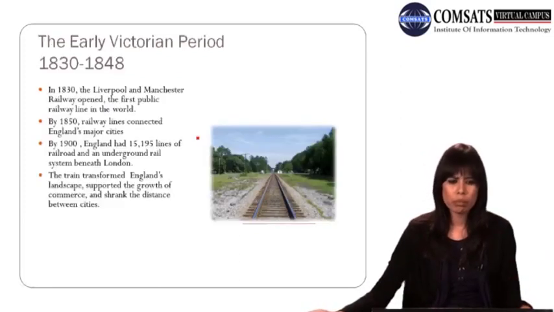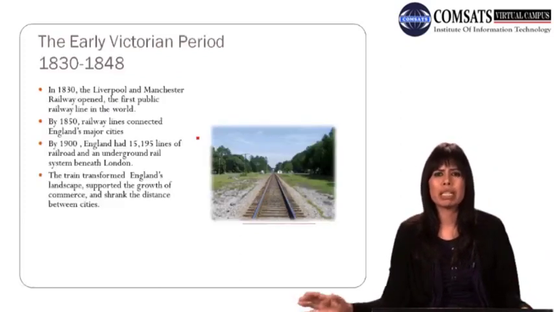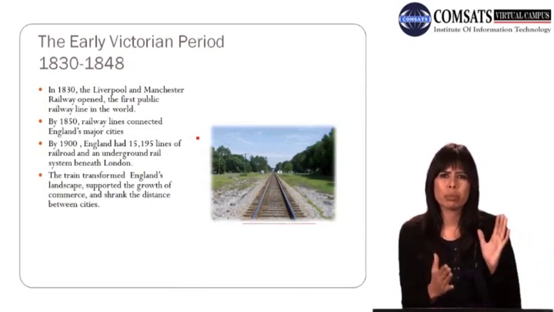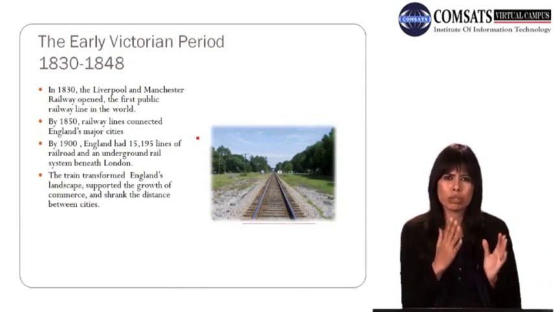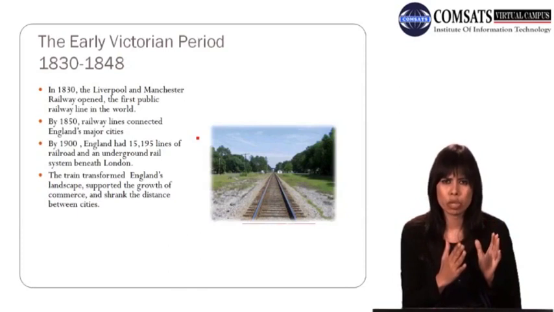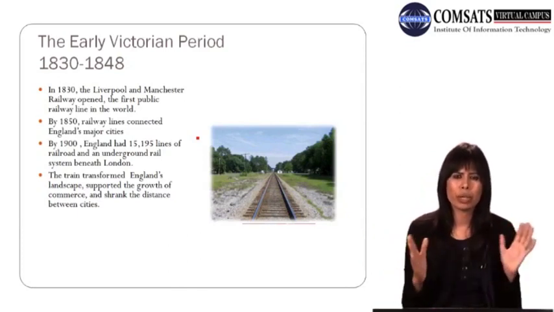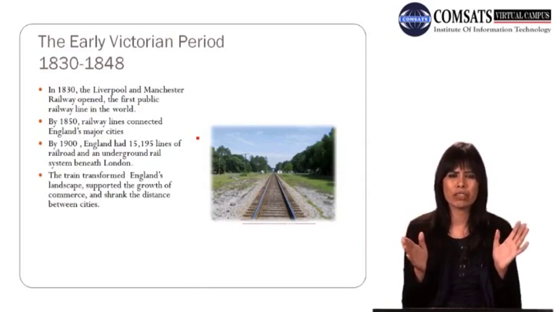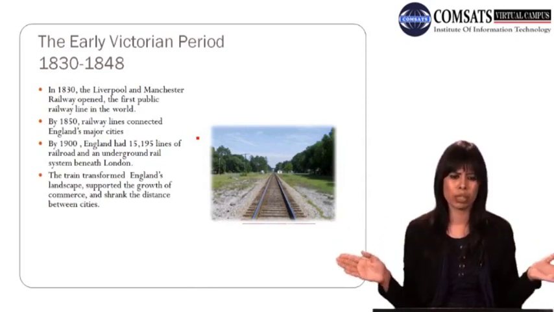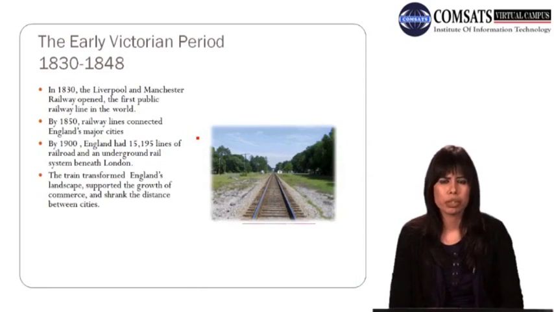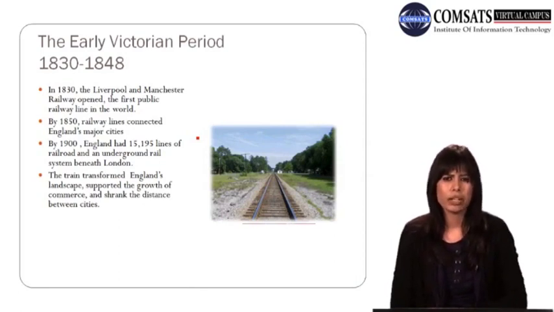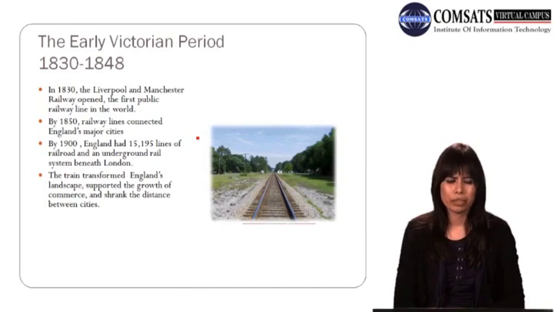All right. We have divided the Victorian period into two phases: the early Victorian period and the later Victorian period. You can see the trends are different in the early and later Victorian periods. The early Victorian period started in 1830 and ended in 1848, and the period from 1848 onwards is the later Victorian period.